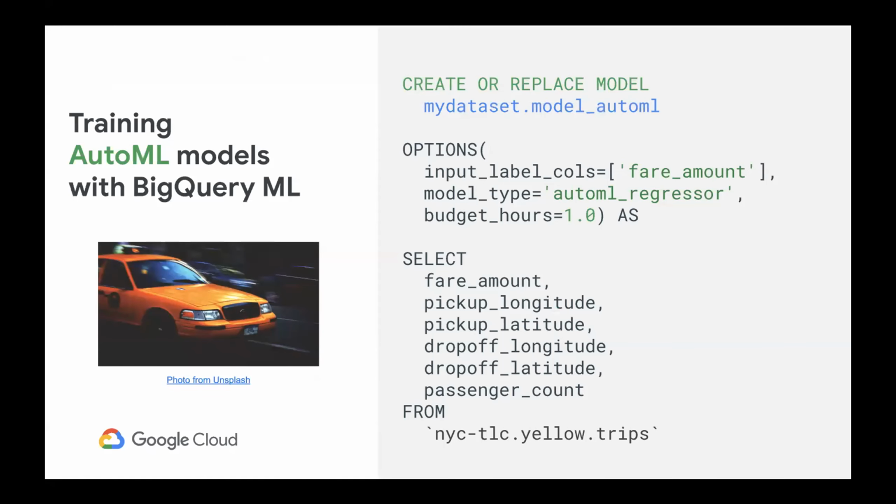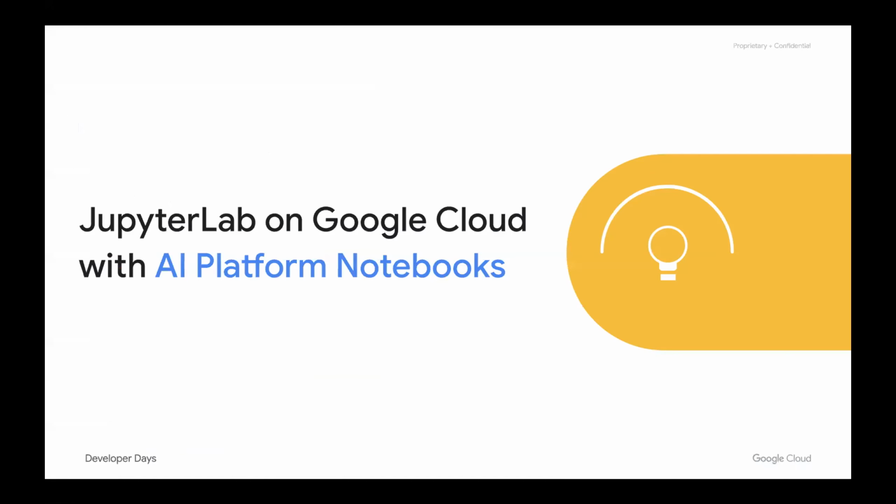So the way that AutoML training works is you have your model that you're going to set. The input label is what you're trying to predict. The model type is AutoML regressor if you're doing regression, or AutoML classifier if you're doing a classification task. You can set the budget hour, so that's the maximum number of hours that it will try to train AutoML for, and then you simply select the data that you want to train on. So it's very similar to the linear regression code. It's very easy to use.